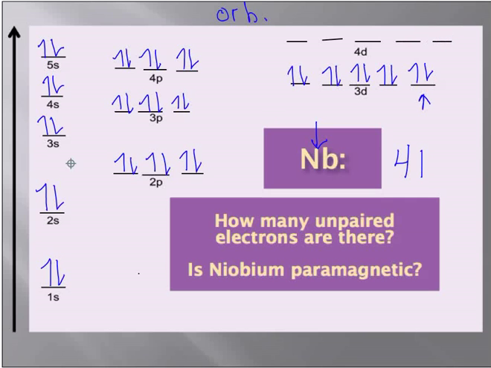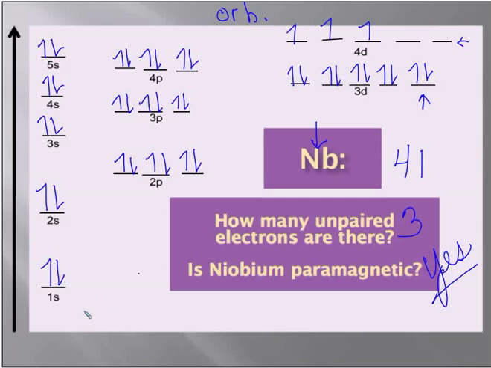Now, some people are going to do circles and squares and a whole variety of things. I do lines. They're slightly more neat. Okay, and now to get to niobium, we have 3 more electrons. And remember, they have to go in within a sublevel. They have to go in unpaired before they pair. So in this case, we have 3 unpaired electrons. And so our answer to this, is it paramagnetic, would be yes.